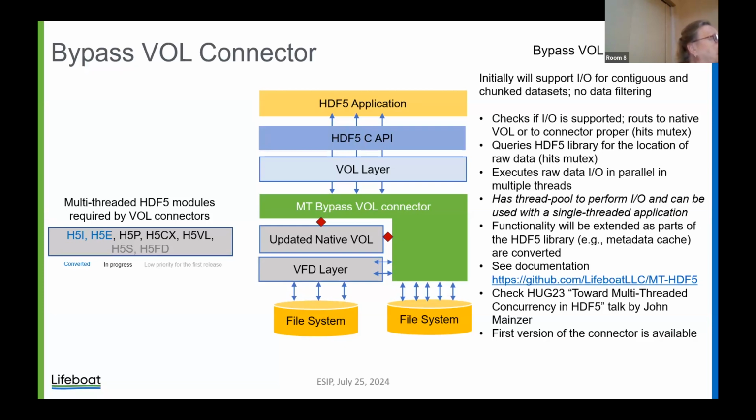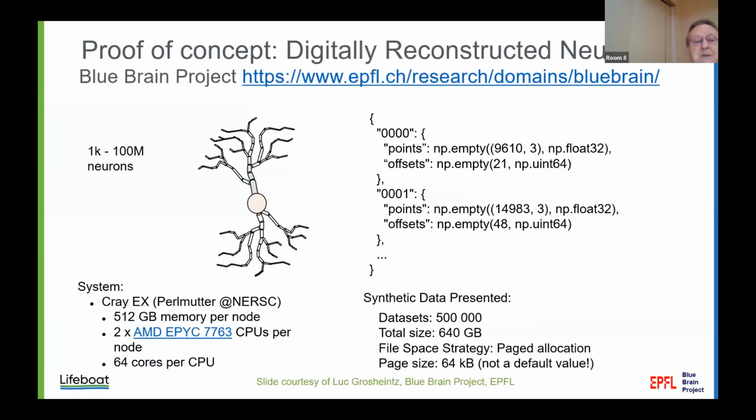But after we get it, we can use multi-threading to go to storage. And why does this work? Because we did some experiments and it does work. It really speeds up your performance. We work with the Blue Brain project, and they are simulating activity of a mouse brain.